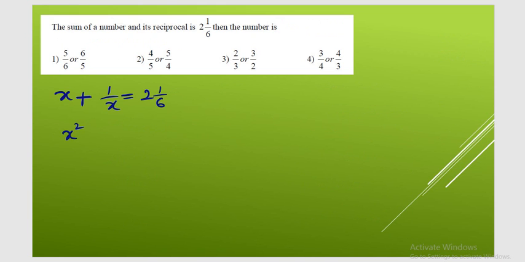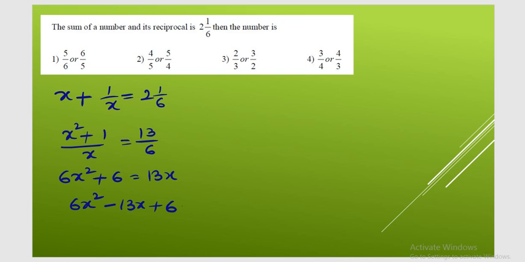So when I take LCM, this becomes x square plus 1 by x is equal to, 6 times 2 is 12 plus 1, this will give me 13 by 6. So when I do cross multiplication, I am going to get 6x square plus 6 is equal to 13x. Now when I transpose that 13x, 6x square minus 13x plus 6 is equal to 0. Here, since this is a quadratic equation, I can follow three methods, right? Either you can go by factorization method or completing square method or formula method. You are going to get the values of x.